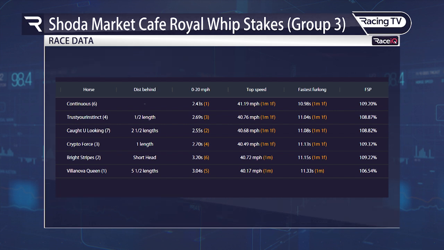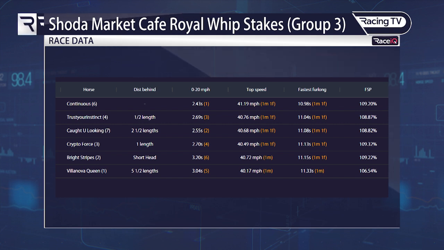Trust Your Instinct ran perfectly well. He quickened up nicely in a race that really only developed from 4 out. He did 11.04, and that's a quick furlong. 11.08 for Caught You Looking. So they were all sprinting from that 9th furlong, the penultimate furlong, but they're not as quick as Continuous.